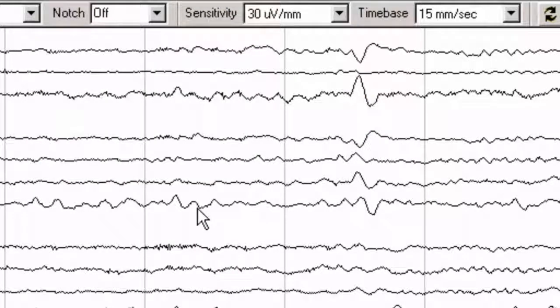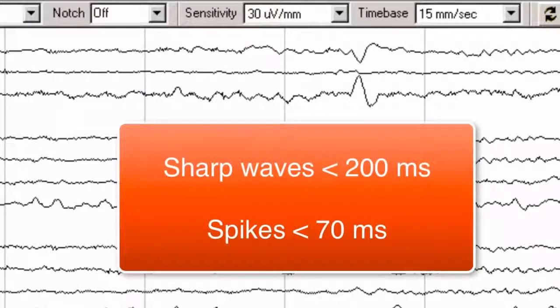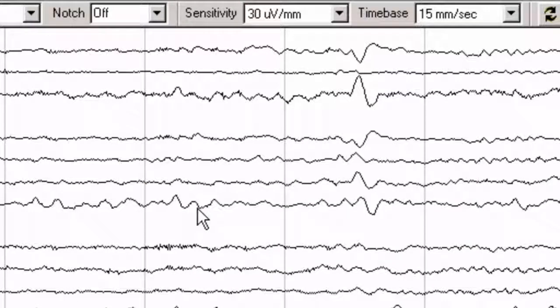There is an arbitrary distinction between sharp waves and spikes, in that sharp waves are less than 200 milliseconds, while spikes are even sharper and less than 70 milliseconds in duration. Although this distinction is made, and we often categorize discharges in this way, from a practical perspective, there does not seem to be any difference in the biological significance of a spike versus a sharp wave.